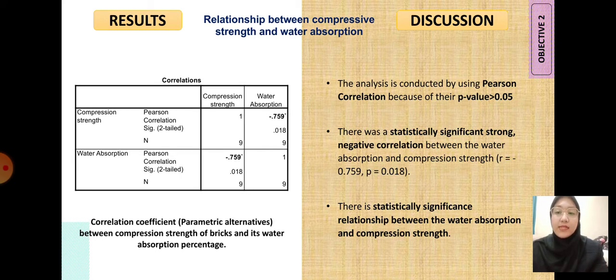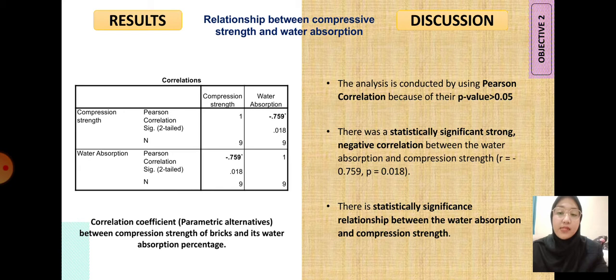The third one is the relationship between compressive strength and water absorption. The table showed the correlation coefficient between compressive strength and water absorption. For this analysis, I use the Pearson correlation because the p-value is more than 0.05.